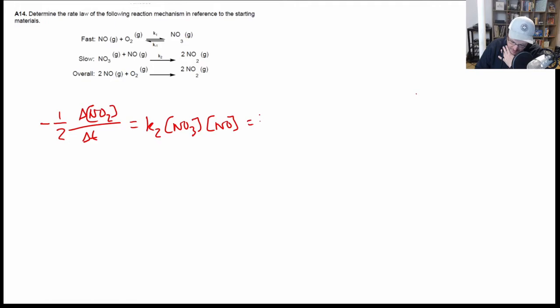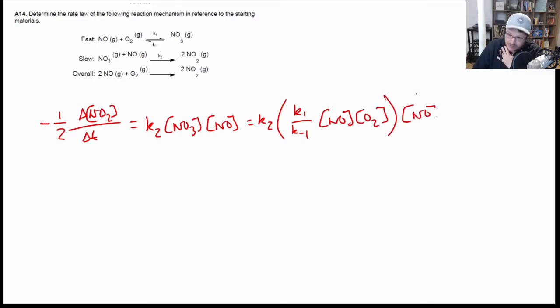So what we can do then is take K2, and what we can plug in for the NO3 is K1 over K minus 1 times the concentration of NO times the concentration of O2. And that's going to be times the concentration of NO in that scenario, right? Which is how I got those parts right there. And so that gives you then negative 1/2.